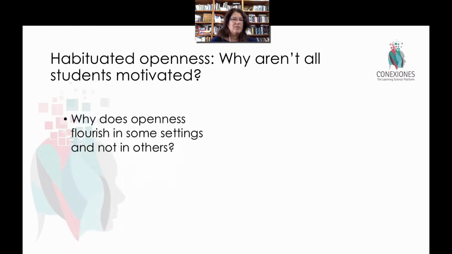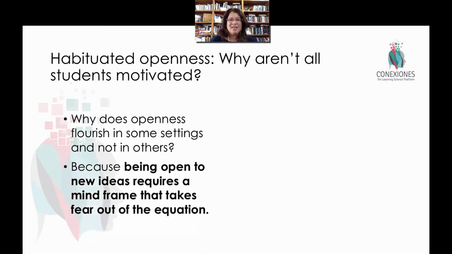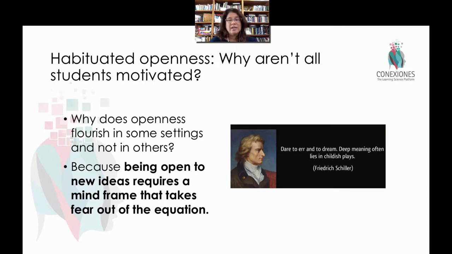One explanation might come from this general openness that's a habituated, learned behavior over time. Some kids just are interested in just about anything, right? But being open to new ideas requires a habituated mind frame that not all kids are exposed to. And a real key connector to all of this is the ability to fail. Dare to err, as Schiller pointed out. Being able to experiment with ideas, make mistakes, and grow with that. The openness to different things can also be a foundation for motivation.